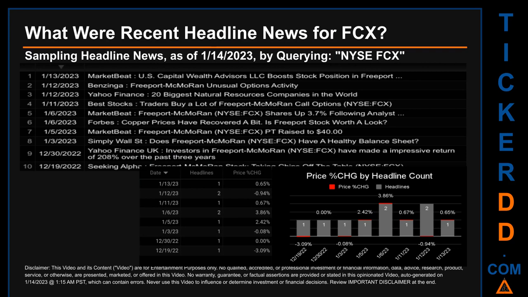Thursday, January 12, 2023 and Friday, January 6, 2023 had the most headlines. They each had 2 discovered headlines. On Thursday, January 12, 2023, first, Yahoo Finance published the headline that read, 20 biggest natural resources companies in the world. Then, for the second day with the most discovered headlines, on Friday, January 6, 2023, first, MarketBeat published the headline that read, Freeport-McMoRan shares up 3.7% following analyst.